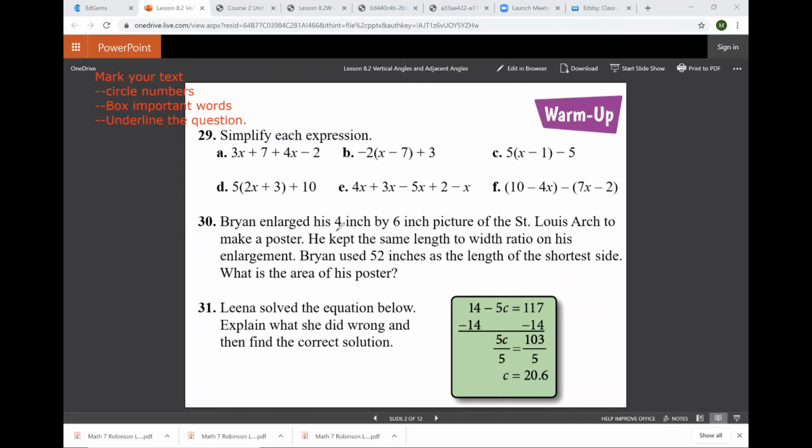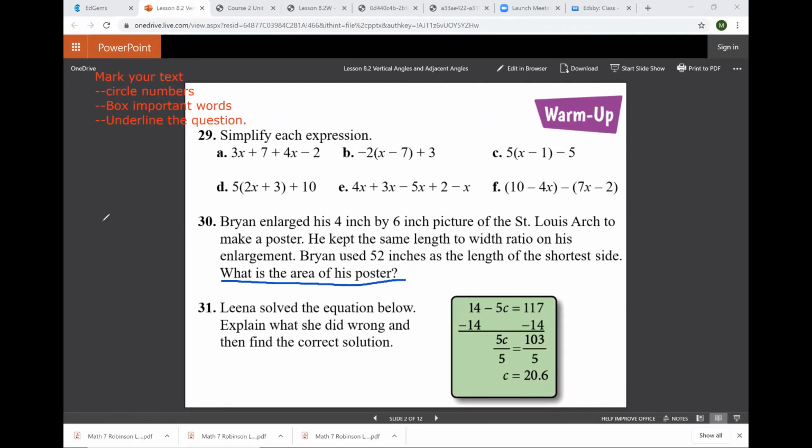Brian enlarged his 4-inch by 6-inch picture of the St. Louis Arch to make a poster. He kept the same length to width ratio on his enlargement. Brian used 52 inches as the length of the shortest side. What's the area of the poster? So wow, they asked us a lot. So I'm gonna start with underlining my question. What is the area of the poster? Because if I understand my question, I can go back and pick out the information I need. So the area, I know that area, so now I'm gonna think about area.